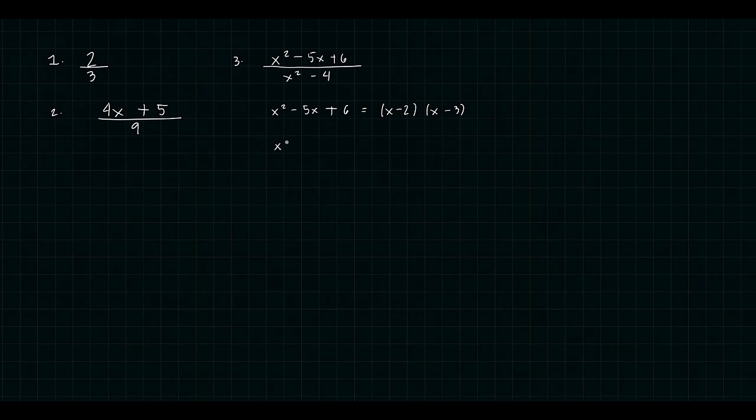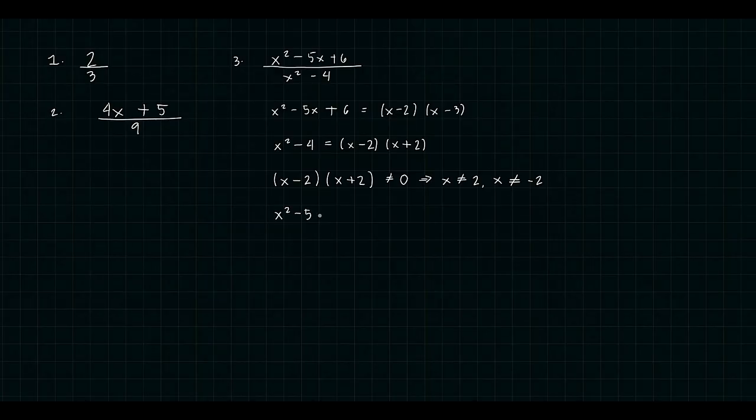Now let's factor the denominator. x squared minus 4 is equal to x minus 2 times x plus 2. Next, let's determine the restriction from the original denominator. The original denominator is the product of x minus 2 and x plus 2. Neither factor may be 0. Therefore, x is not equal to 2 and x is not equal to negative 2.